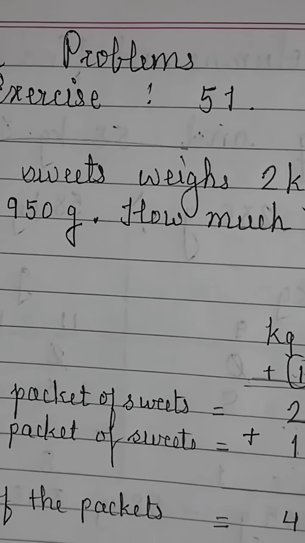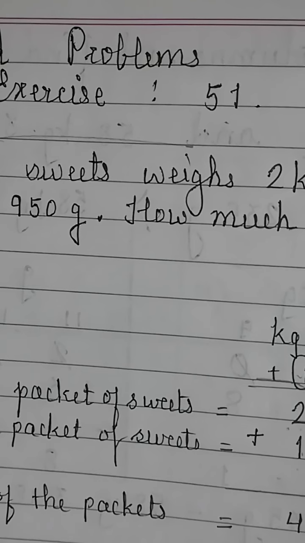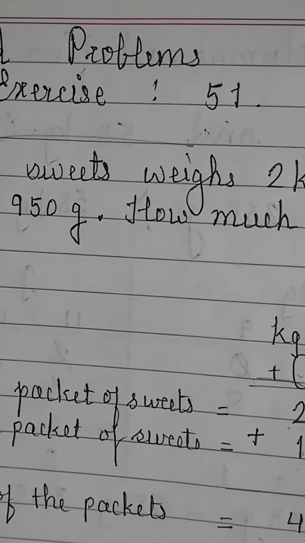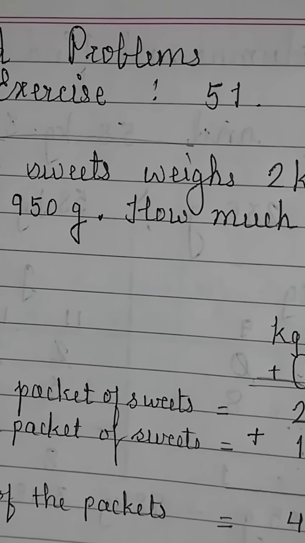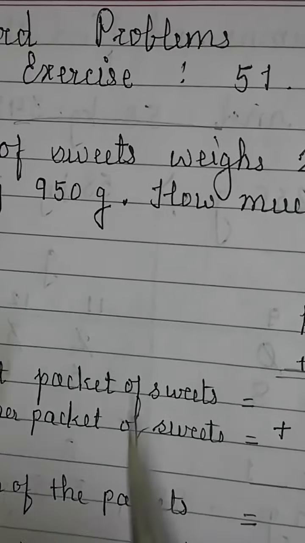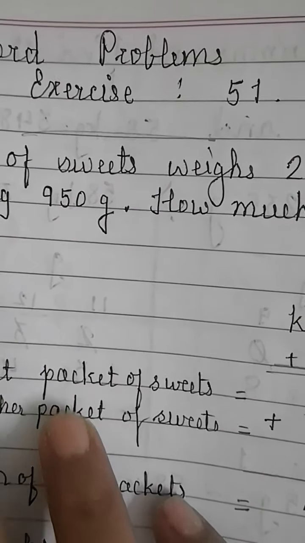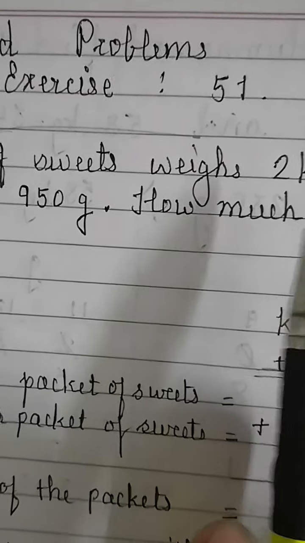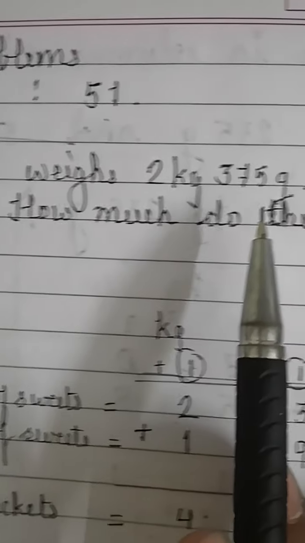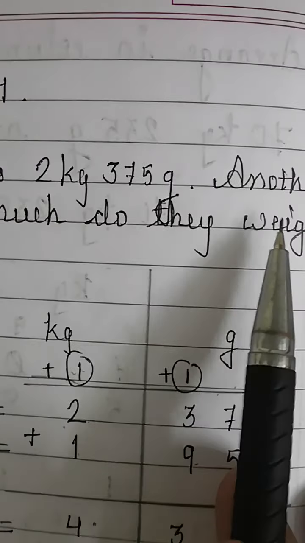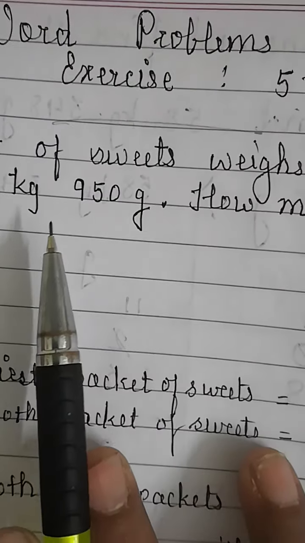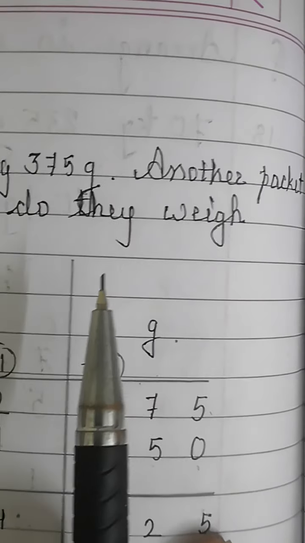Now children, we'll solve here the word problems from unit number 12, measurement of a weight or mass. Okay, exercise 51. Let's see the first problem. A packet of sweets weighs 2 kg 375 gram. Another packet weighs 1 kg 950 gram. How much do they weigh together?